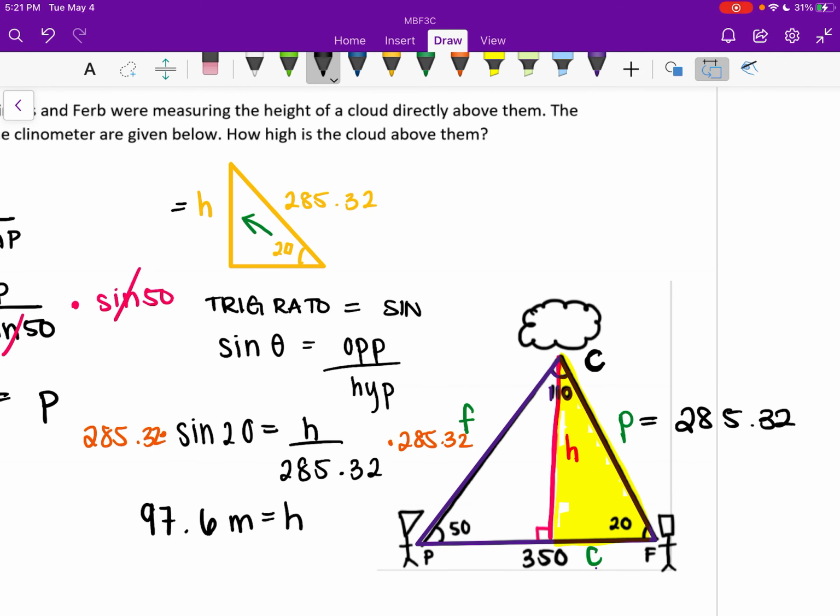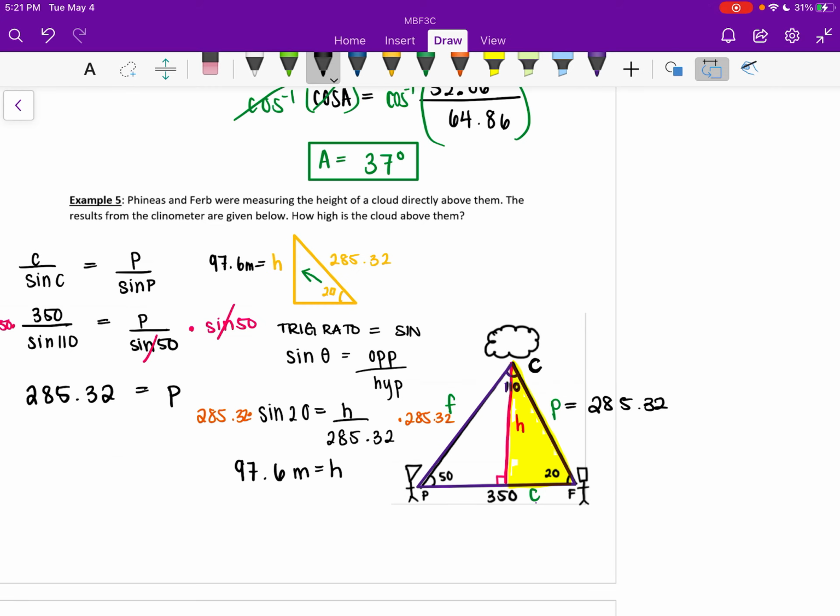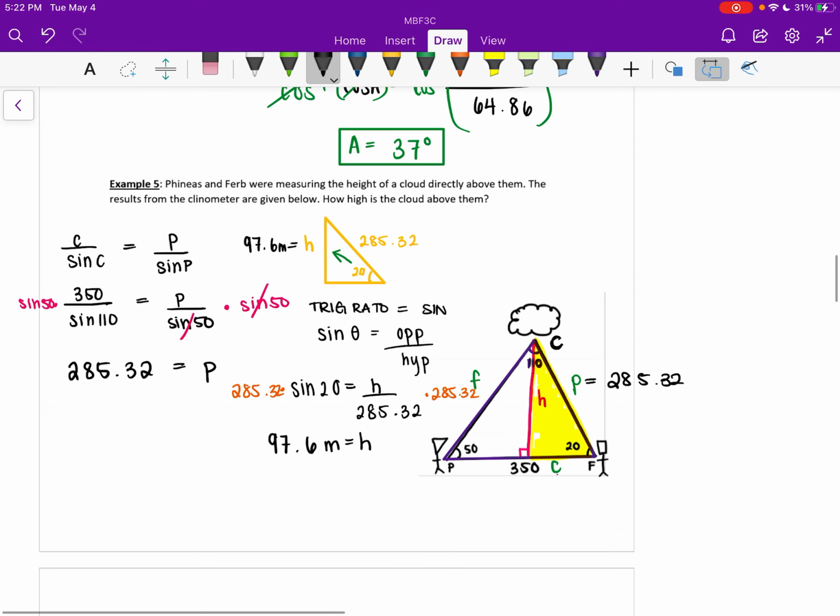If you did it this way, that's awesome. If you did it another way, I'm going to show you the other way, because what you might have done is, instead of finding side P, you might have found side F. Also correct. I'll just show you how to do that. But if you already did it this way, you can just skip over that explanation if you don't really care.